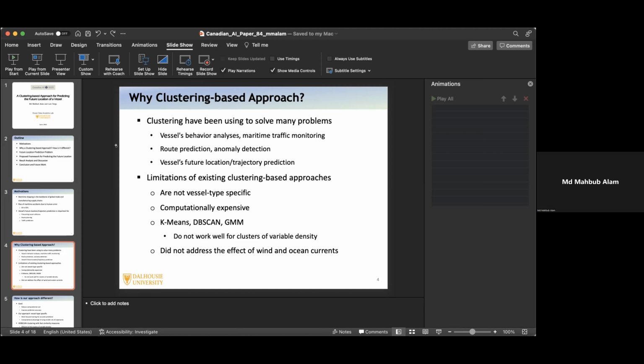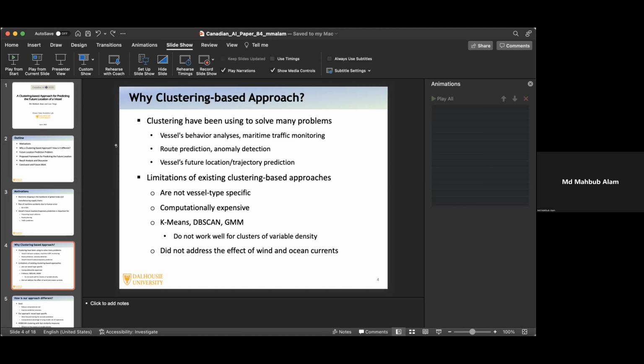On the other hand, current techniques only use K-means, DBSCAN, or Gaussian mixture models, and sometimes they have limitations in finding clusters of variable density. Also, we know that any vessel can be affected by wind and ocean currents in the ocean, but these techniques didn't consider these measures.